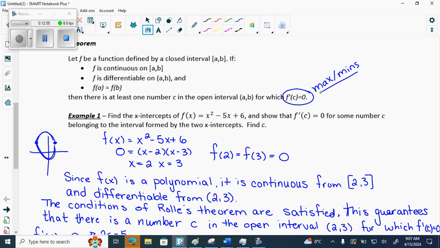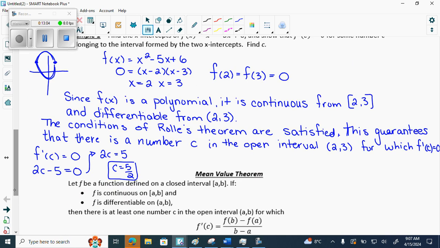Yeah. X. Oh, because it's in here. Right? Okay. That's Rolle's theorem.